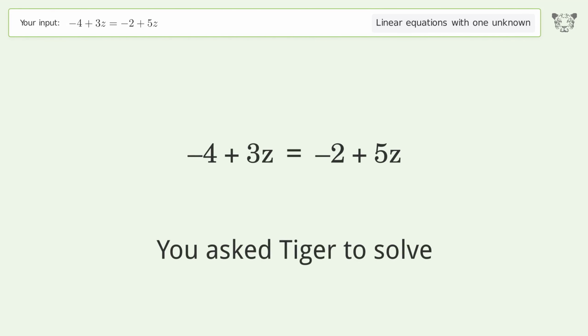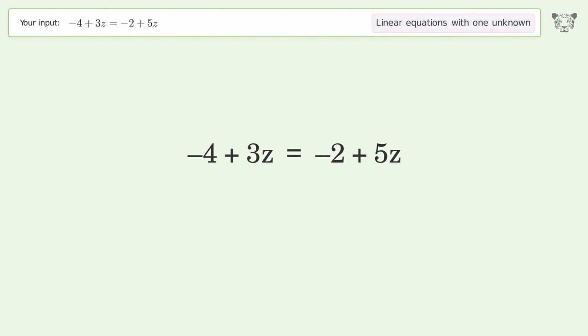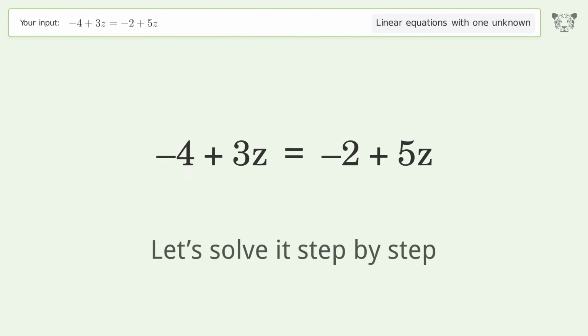You ask Tiger to solve. This deals with linear equations with one unknown. The final result is z equals -1. Let's solve it step by step.